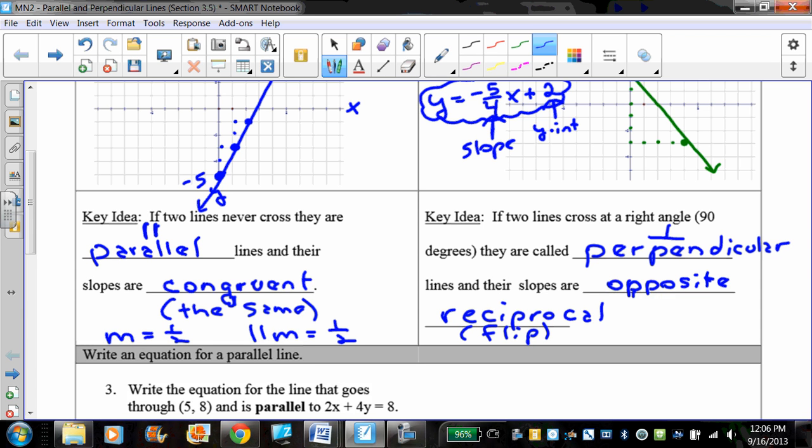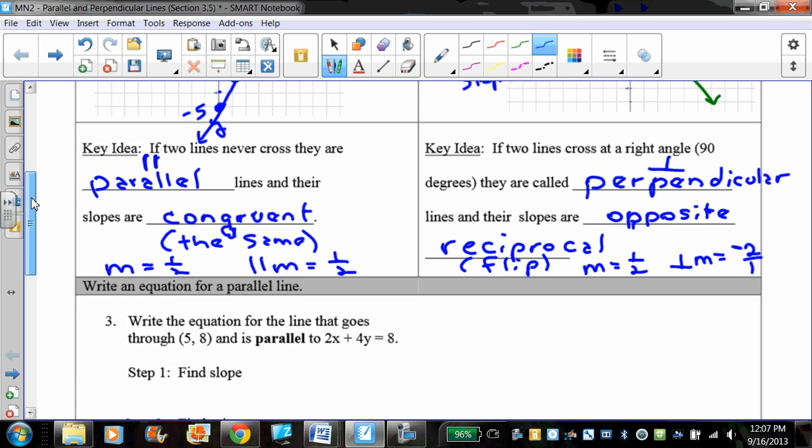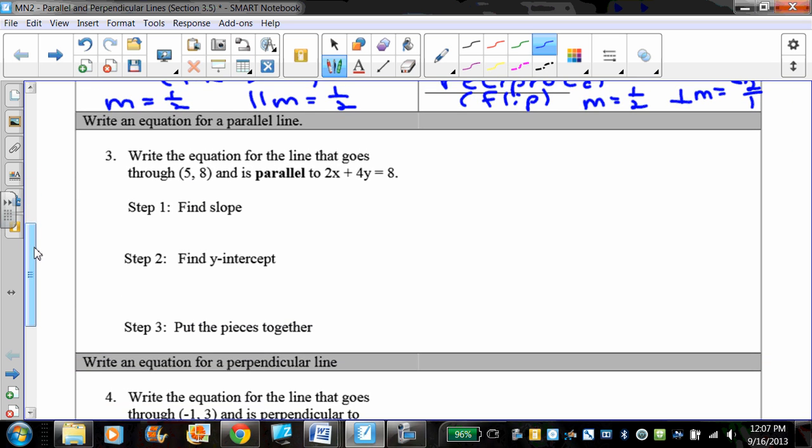On the right-hand side, if I have a slope of 1/2, the perpendicular slope is going to be the flip of that, which instead of 1/2, it's 2/1. And this first one is positive, so this one's going to be negative over here. So they're going to have opposite signs. One's going to be positive, one's going to be negative, and they are flips or reciprocals of each other. So those are two big key ideas, and we're going to use those down here in example 3 and 4. Number 3 is dealing with parallel lines, and number 4 is going to be perpendicular.